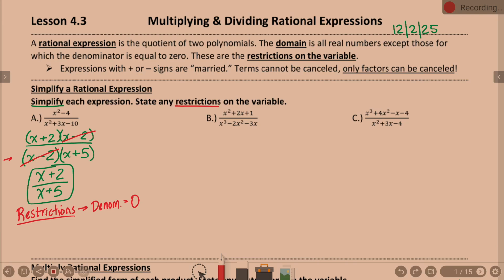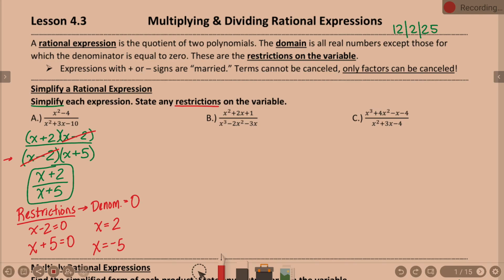So I'm going to set x minus 2 equal to 0, and I'm going to set x plus 5 equal to 0. So any factor that was ever in the denominator, we're going to set equal to 0. And we're going to solve it. If it's x minus 2, I'm going to add 2. I'm going to get x equals 2. If it's x plus 5, I'm going to subtract 5. I'm going to get x equals negative 5.